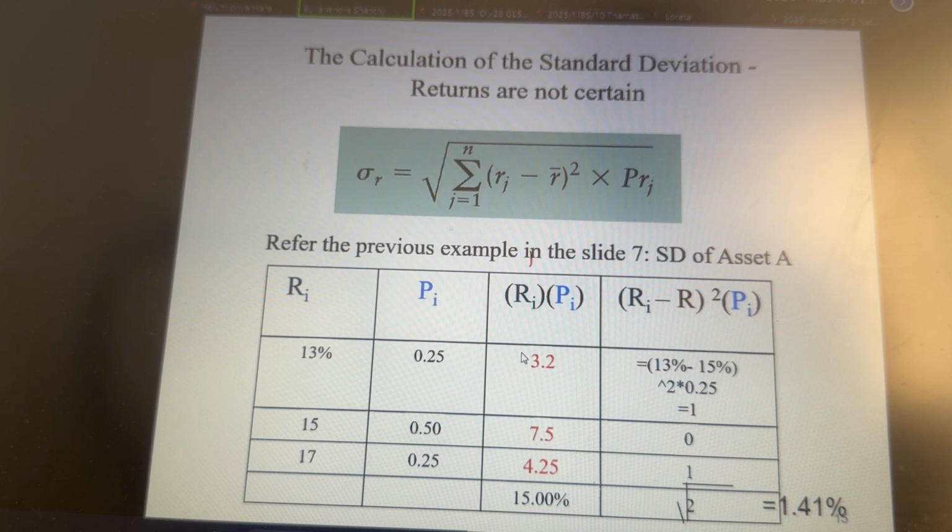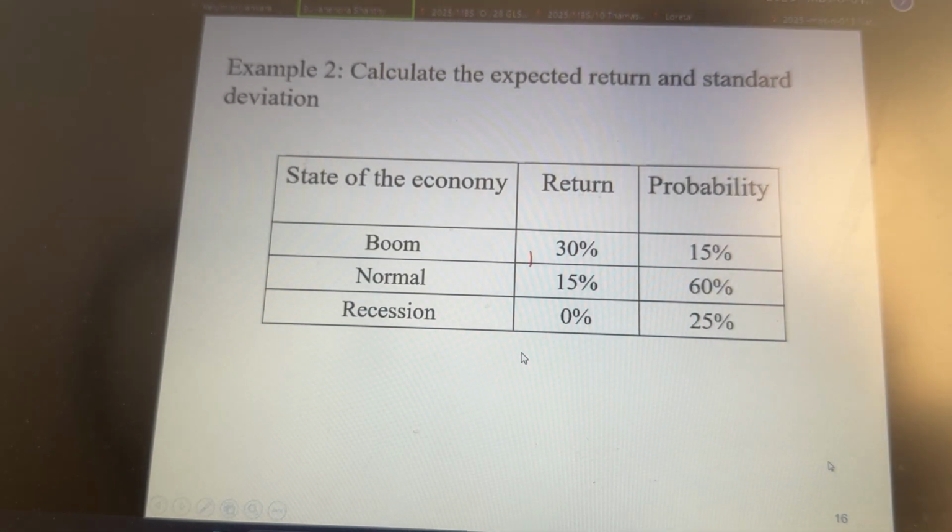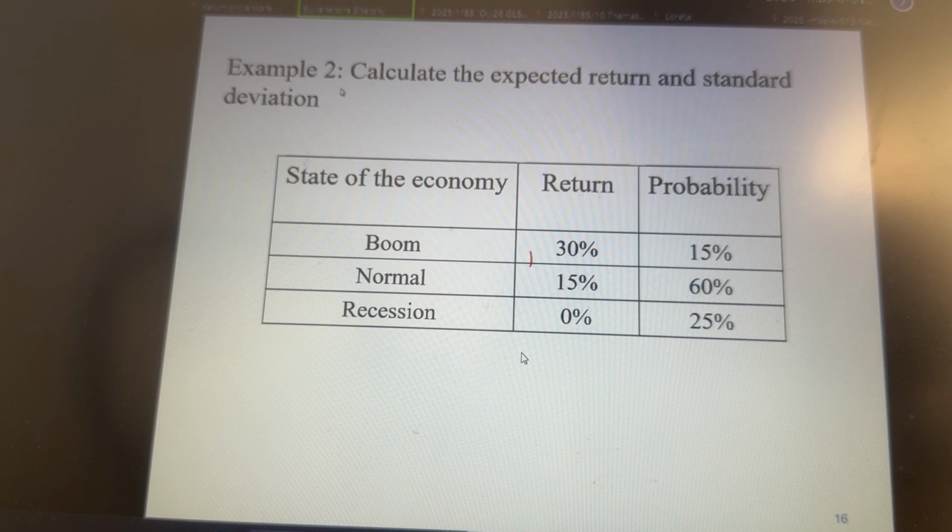In case returns are not certain, we calculated the risk for a single asset. This is the risk measurement, what I have done for asset A. Now I have given an example where you can calculate the expected return and standard deviation. Returns are uncertain, so I gave probabilities for three states of the economy: boom, normal and recession. Probabilities are 15%, 60%, 25%. In case of boom, 30% return; normal situation, 15%; recession, no return, 0.